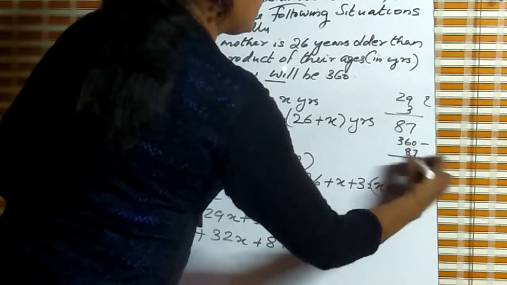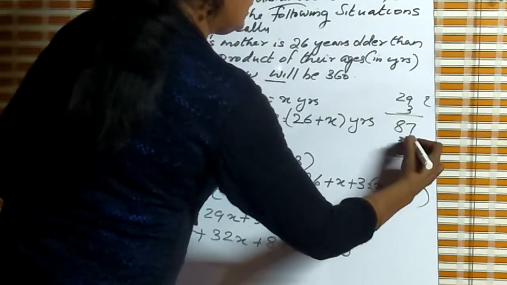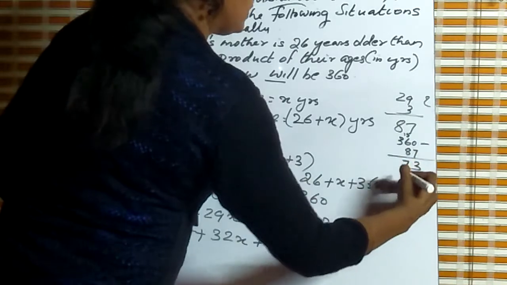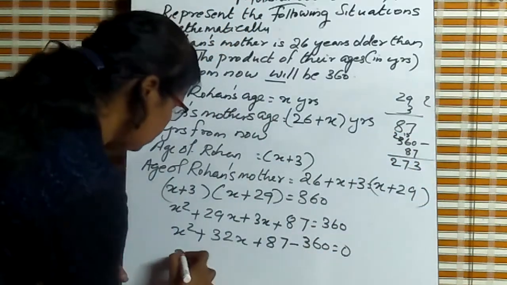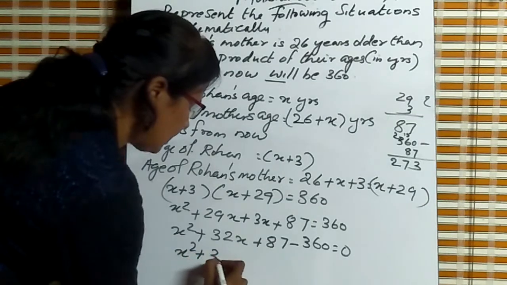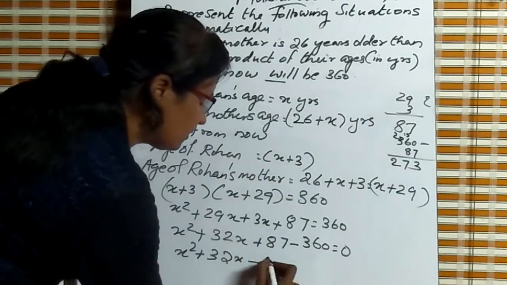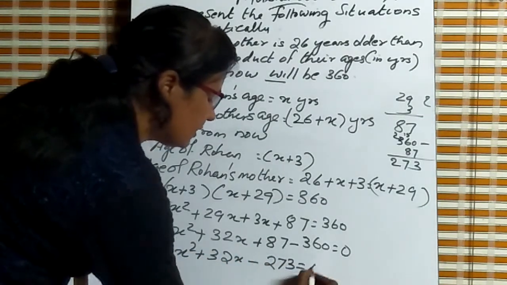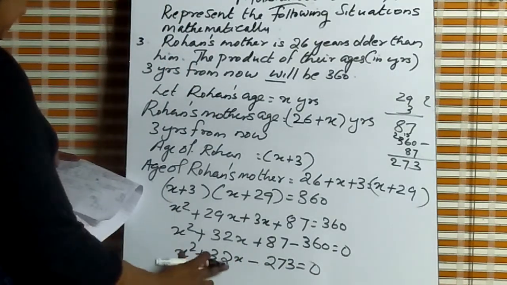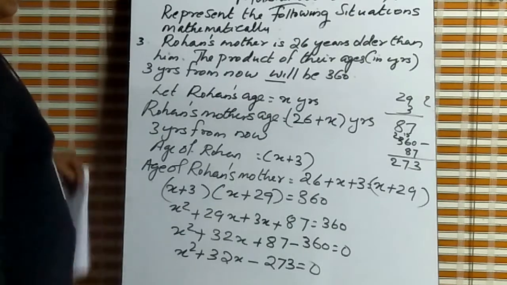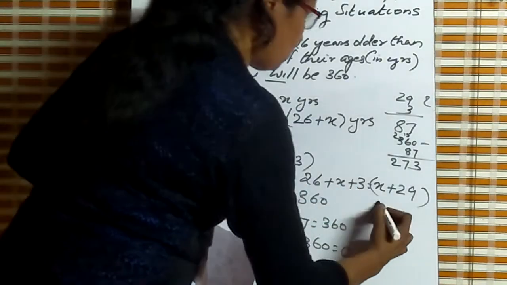360 minus 87: 10 minus 7 is 3, 5, 15 minus 8 is 7, 2, that is 273. So x square plus 32x minus 273 is equal to 0. This is the situation: x square plus 32x minus 273 is equal to 0.